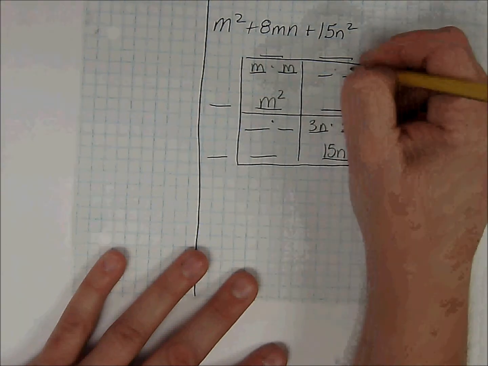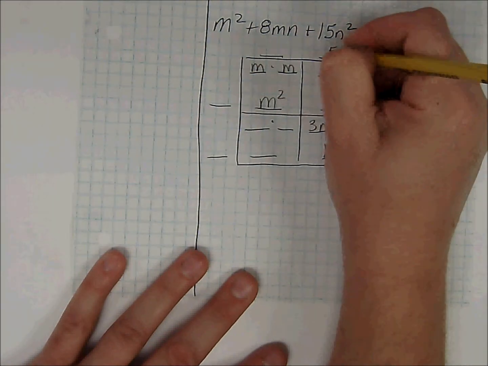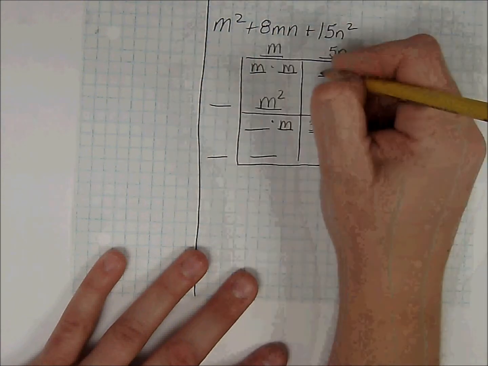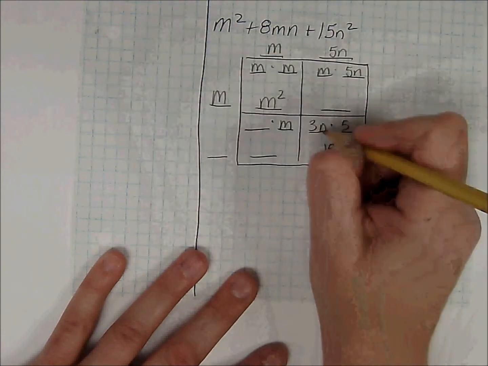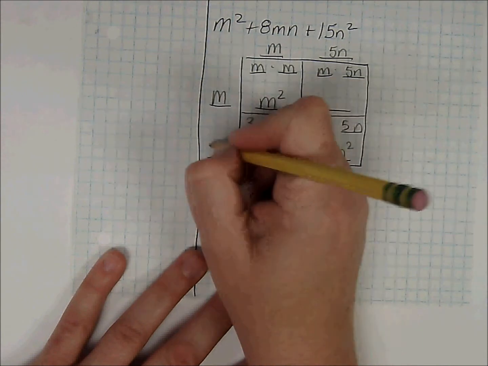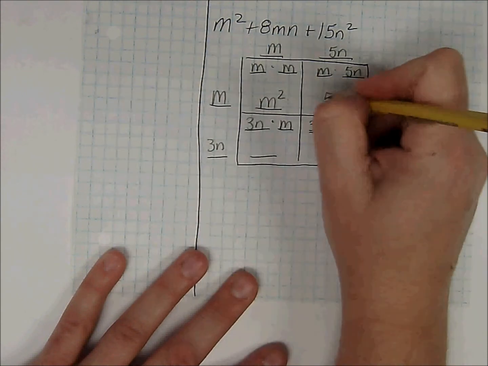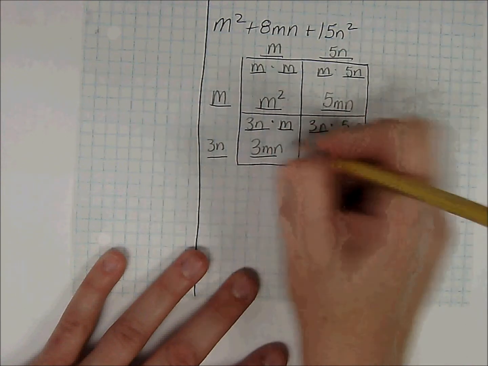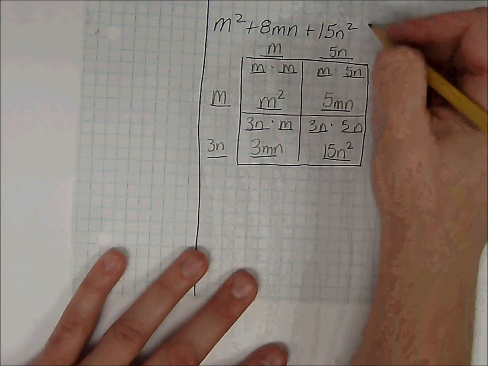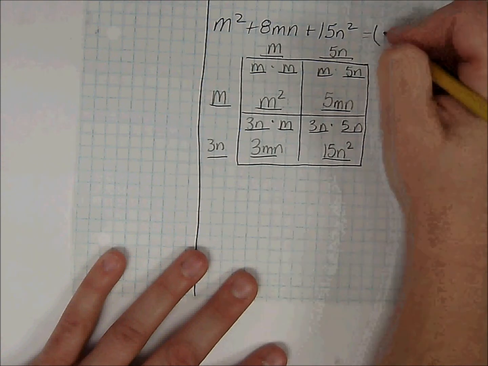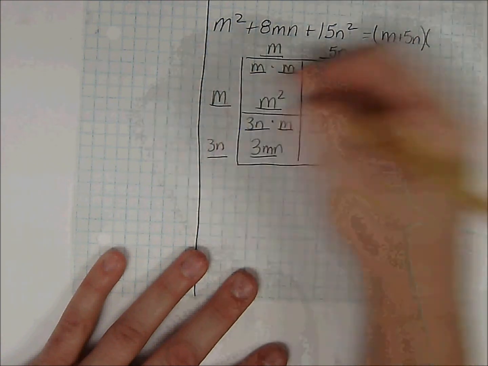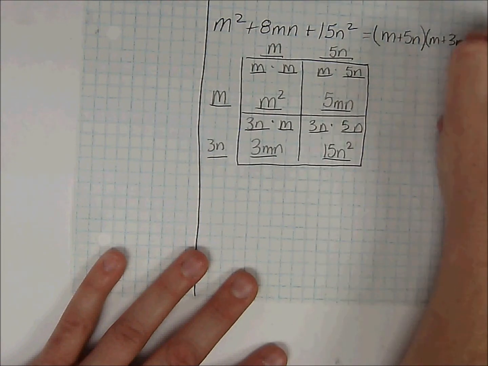So 5n, M, these are supposed to be M, these are the same, so 3N, and in this box I get 5MN, and here 3MN, and when I add them together I get 8MN. So M plus 5N and M plus 3N.